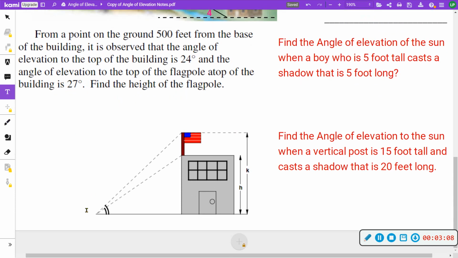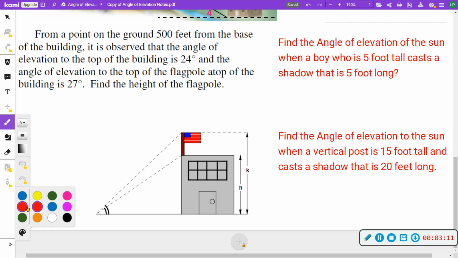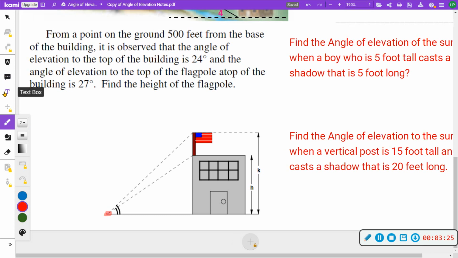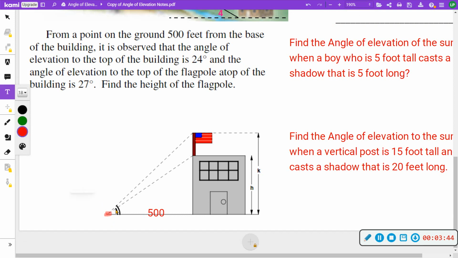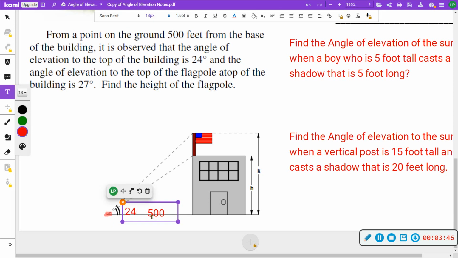From a point on the ground, I would say this is the point right here. So there's the point. From a point on the ground, 500 feet from the base of the building, so they're saying from this point to the base of the building, that's 500. It is observed that the angle of elevation to the top of the building is 24 degrees. So here is the top of the building, and they are saying that this small angle right here is 24 degrees.